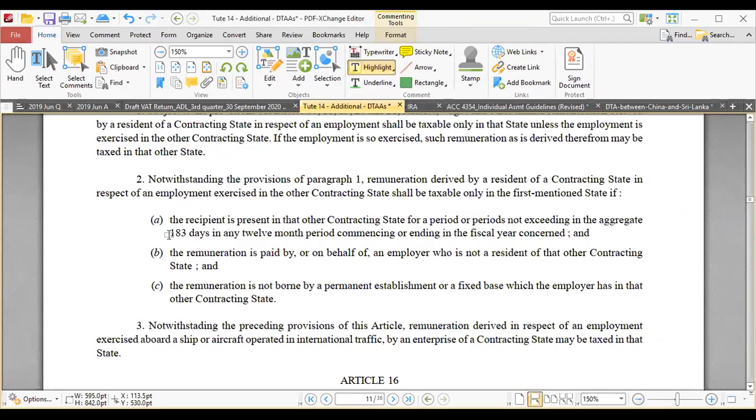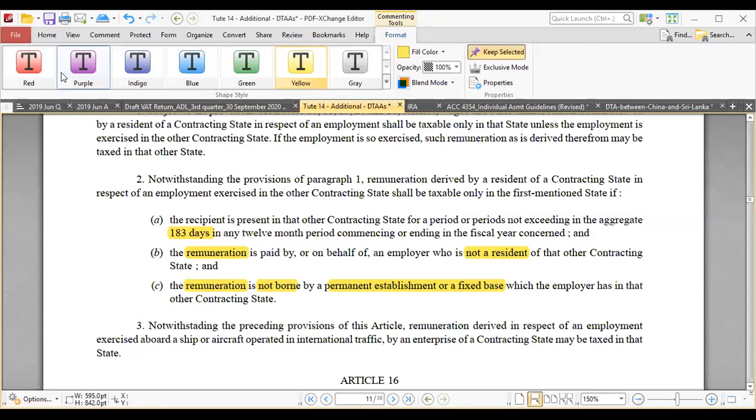Then here, dependent personal services. In India, it says the 180 days rule, and the remuneration is paid by an employer not a resident of Sri Lanka. Then the remuneration is not borne by a PE or fixed base. Right? Here the important wording is "and", right? "And" is important.